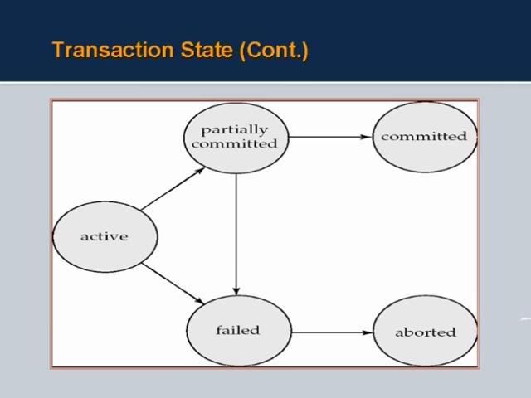Now when power comes back up, the database has to roll back all those incomplete transactions, and then those transactions reach an aborted state. In contrast, if all the updates are successfully written out, it reaches a committed state. Once it is committed, you cannot undo it. You cannot roll it back. You can run another transaction which negates the updates.